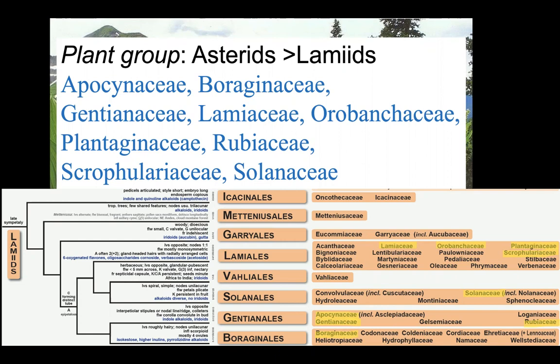So here's the phylogeny of the Lamiids. And we are really only looking at three different orders. The Lamiales, or the mint order, with Lamiaceae and the three that we talked about. Solanales with Solanaceae, the tomato family. Gentianales with gentians, Apocynaceae, including milkweeds, and Rubiaceae, the coffee family. And finally, the Boraginales with the Boraginaceae.